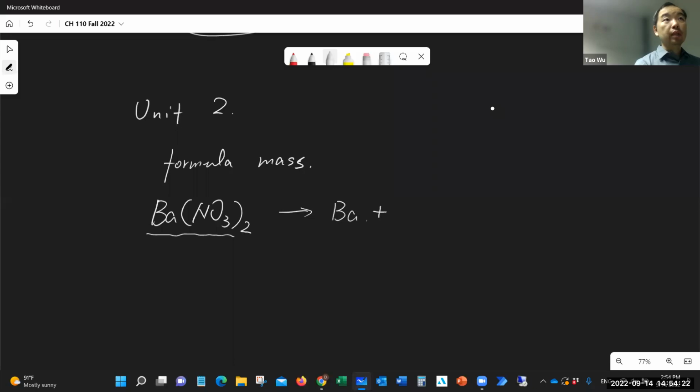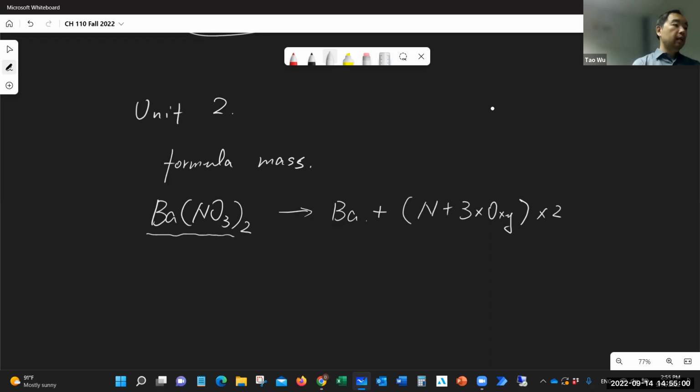That's a good way to think about this. So now you're going to have 1 nitrogen in nitrate, and then 3 oxygen in the nitrate. Once you get the overall mass for the nitrate ion, you times 2. That's much easier than thinking about how many single nitrogen and how many oxygen in total. You just add up the mass inside and then times 2. That's it. This is much easier for you.